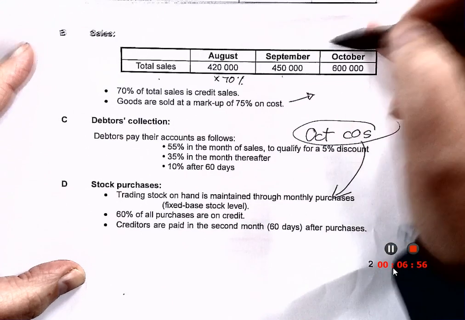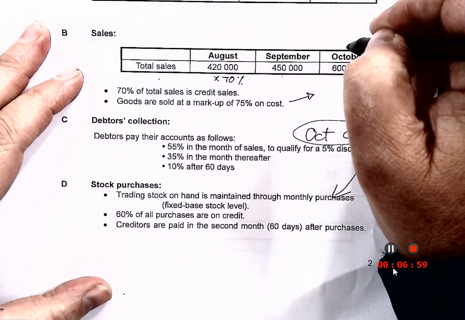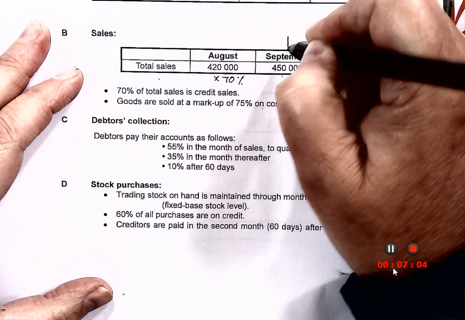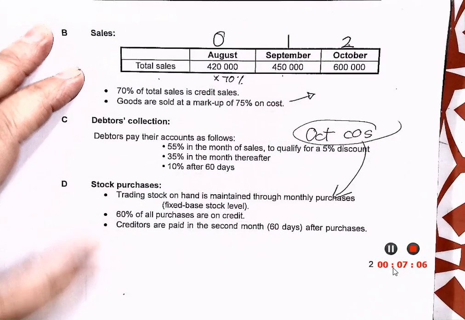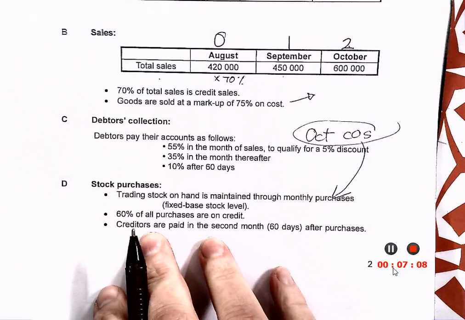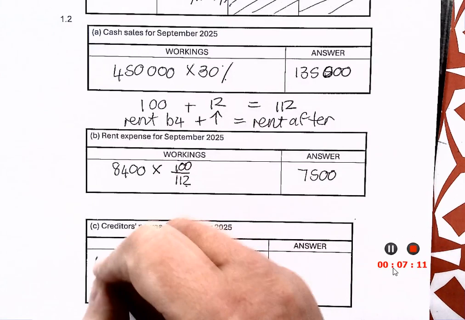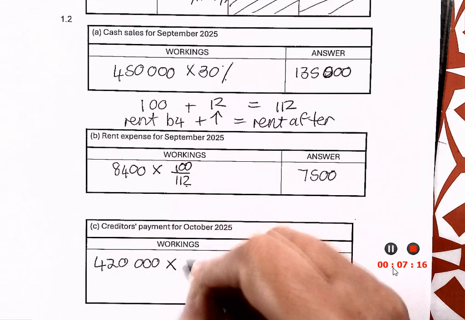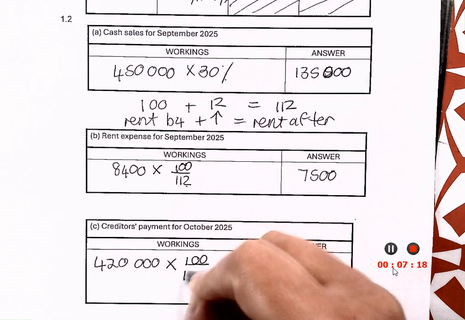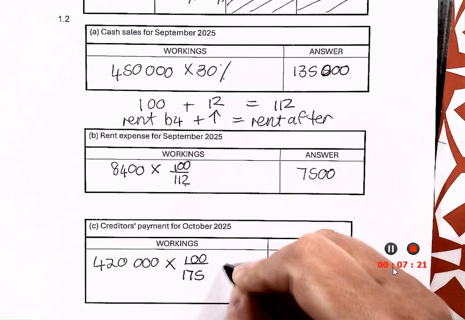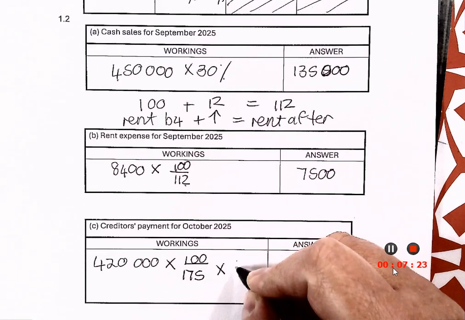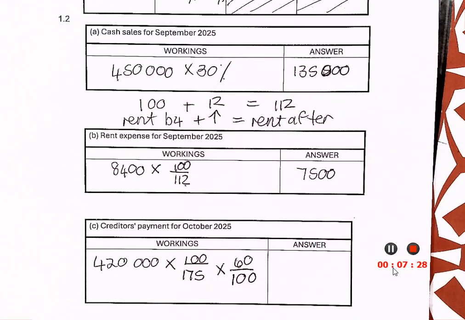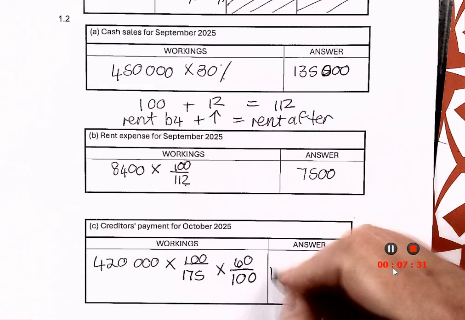So if I want October, it means October is the second month. This would be the first month. So I want to use August. So I'm going to take August sales, 420. I want to work out the cost of sales, which is 100 on 175. I want to work out the credit purchases, which is 60%. And I got 144.